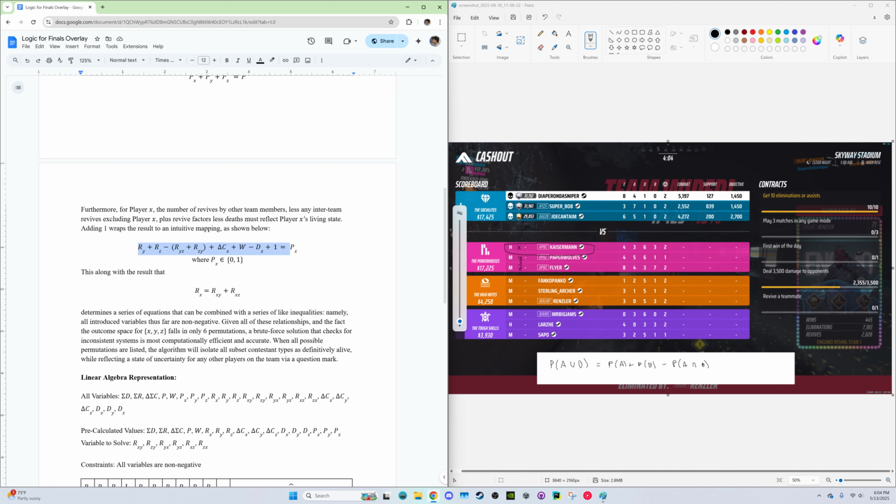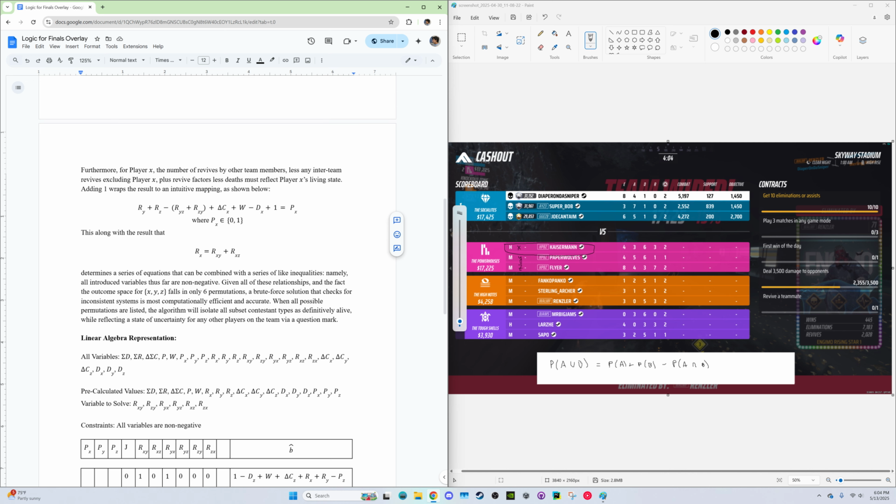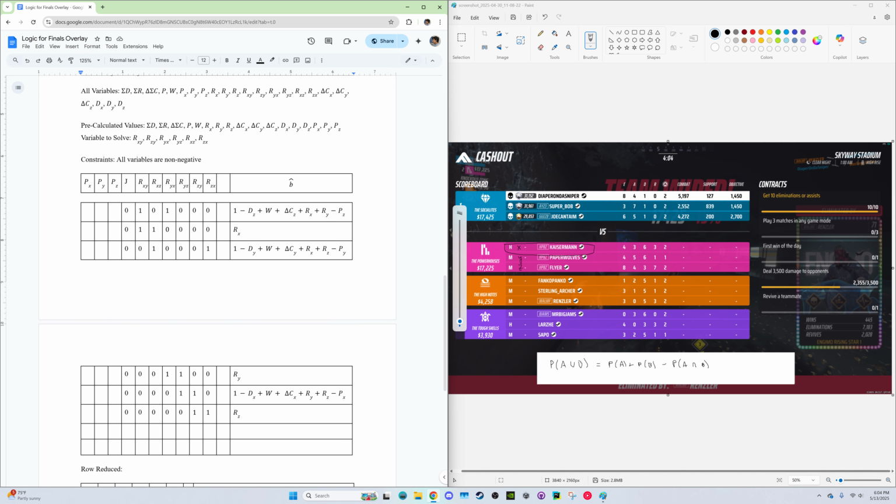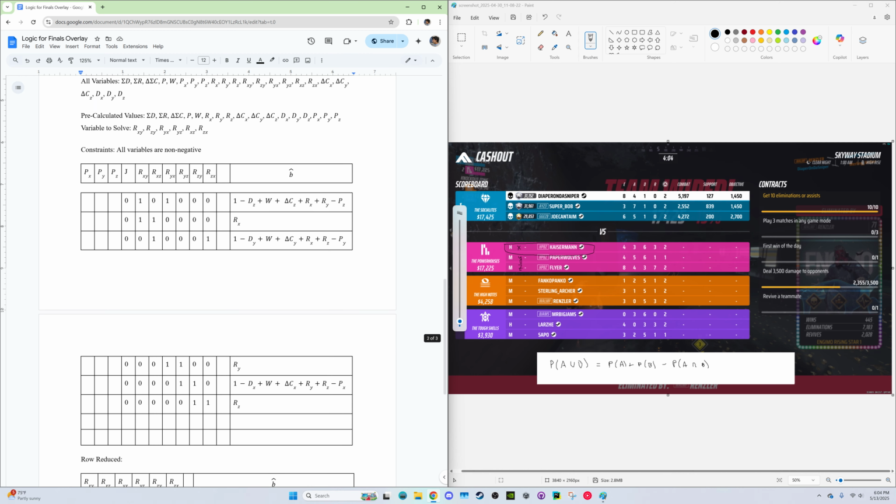So for example, R_Y, the number of times that player Y revived anyone, would be the number of times we revive one teammate plus the number of times we revive the other teammate, right? That's quite straightforward. So using all those, you can come up with the system of equations. And it turns out this system of equations has a free variable.